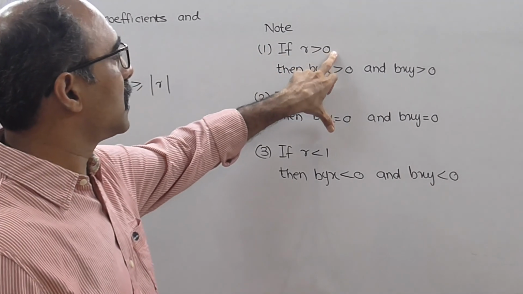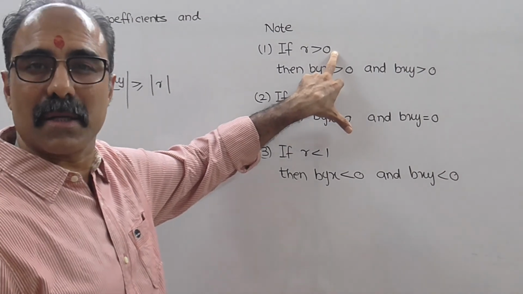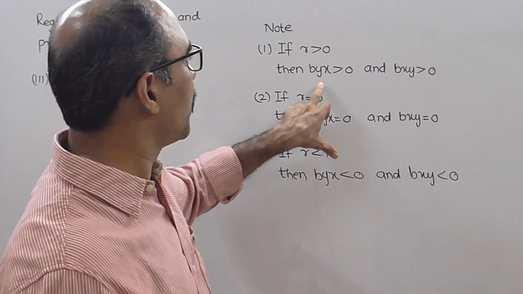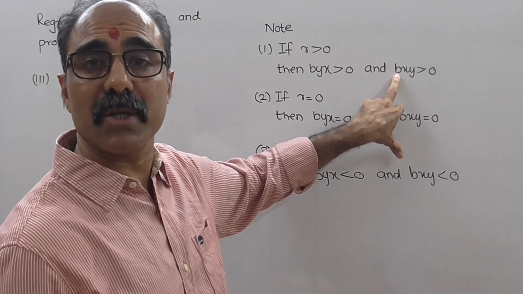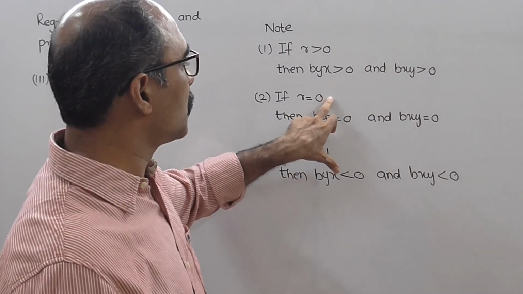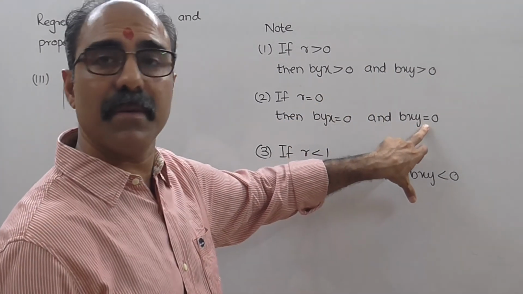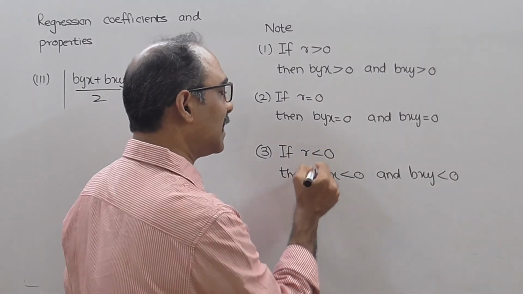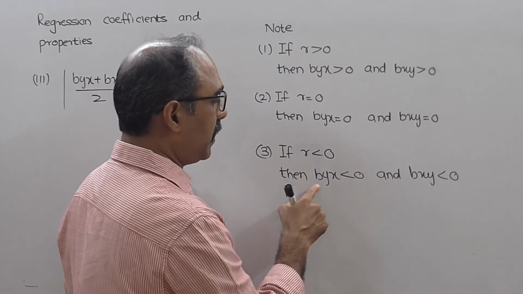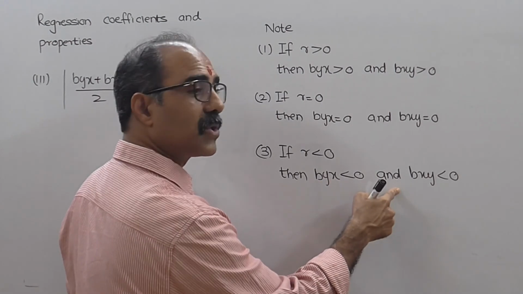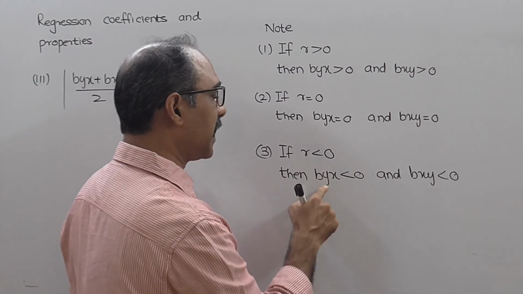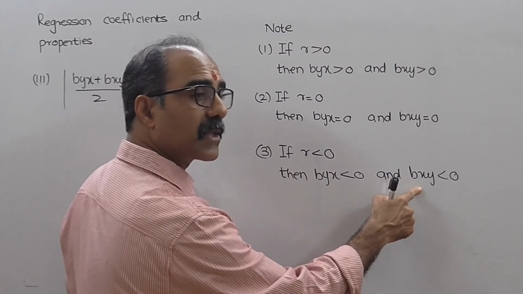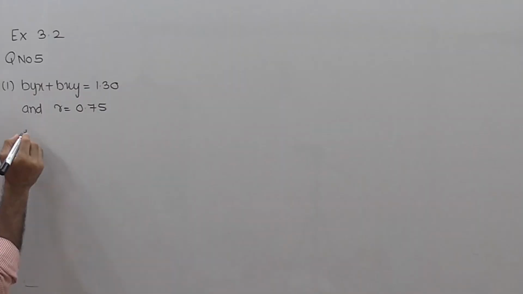If r is greater than 0, which means r is positive, it automatically means that byx and bxy both have to be positive. If r equals 0, it means that byx and bxy both have to be 0. If r is less than 0, then byx and bxy both have to be less than 0, meaning if r is negative, byx and bxy both have to be negative.